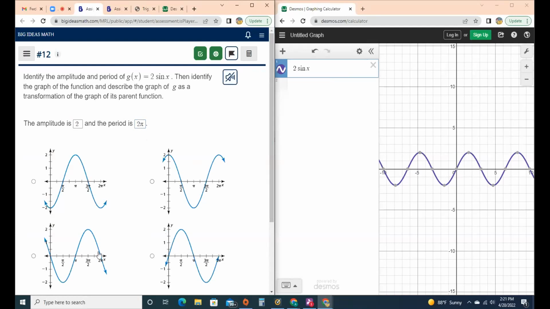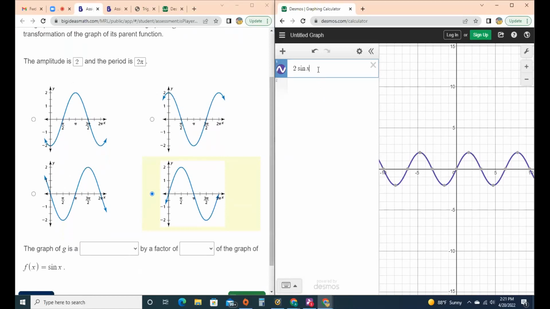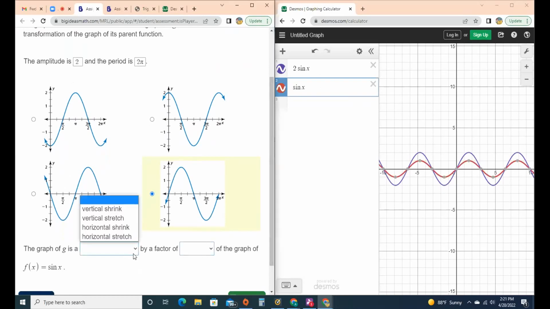And then, yes, you got it. Once you start realizing differences, you can do it without changing the window. And it would be sine x. Yes, and notice it's pulled up, pulled down, so it'd be a vertical shrink.